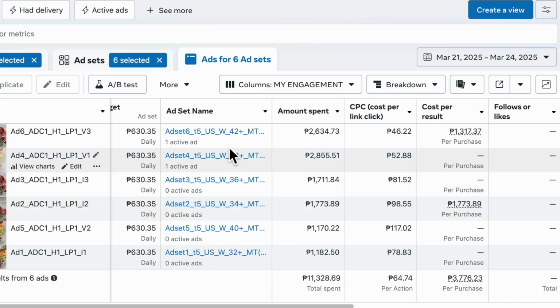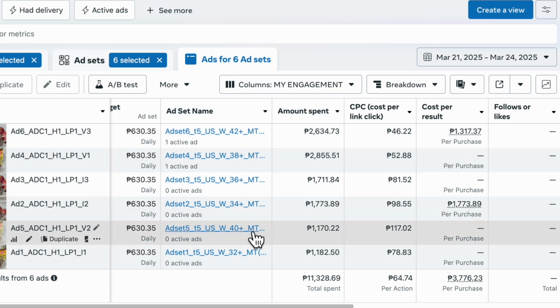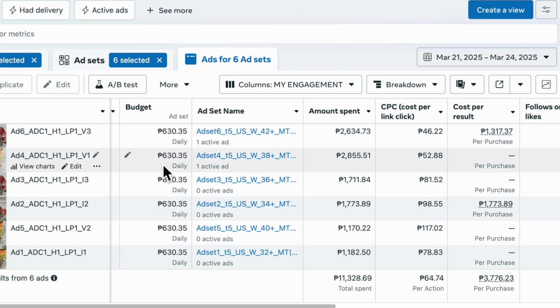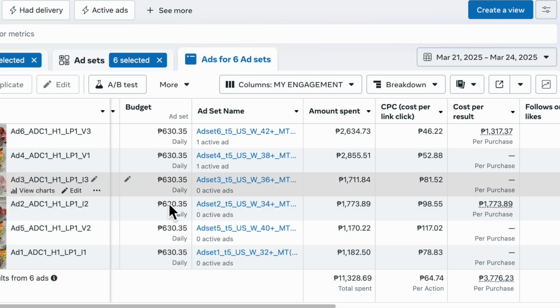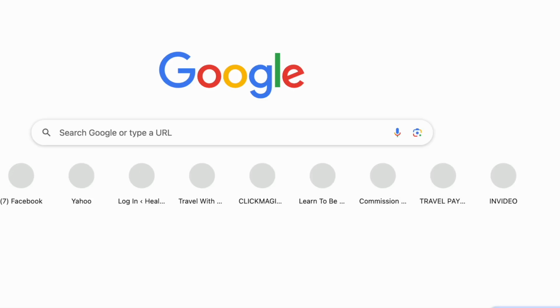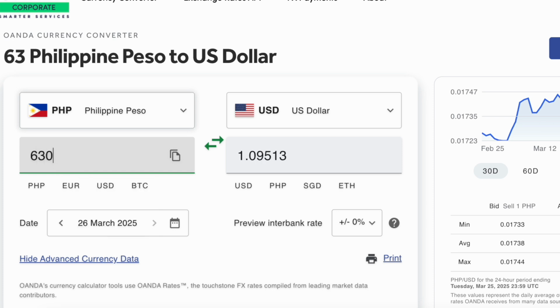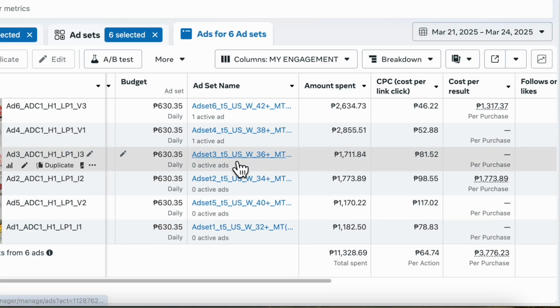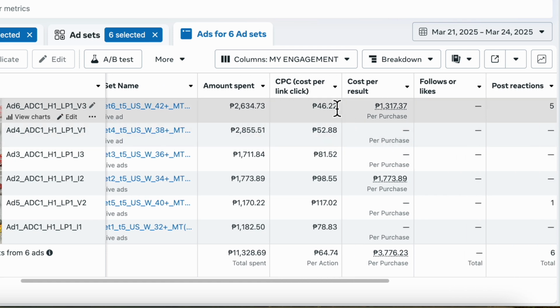Here, this is a lookalike audience that I got from Mytolin. This is the product that I am promoting. Just one lookalike audience that I am using here. And you will see here, this is my daily budget, 630.35 in Philippine peso. Let me just show you how much this is. I think this is $11. So yeah, it's $11 per day. I set up $11 per day, and this is my cost per click.